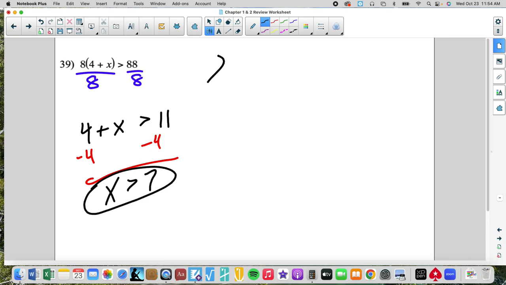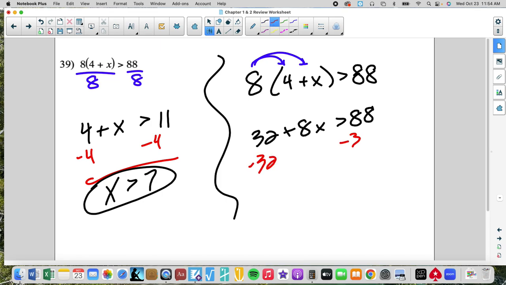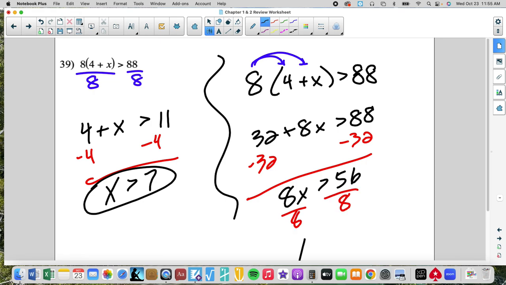You could have distributed 8 times the quantity 4 plus x is greater than 88. We could have distributed into those, and you would have gotten 32 plus 8x is greater than 88. You would have subtracted 32, and you would have gotten 8x is greater than 56. Divide by 8, divide by 8, and x is greater than 7. Still would have gotten 7. Good? Good.